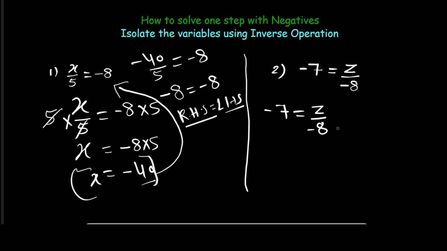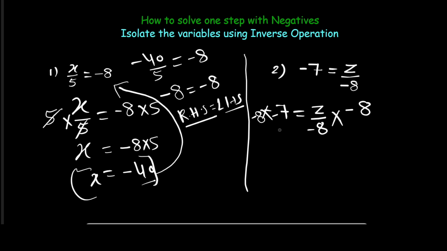So here we want to isolate this variable and undo this 8. Here 8 is in division with z, so we have to apply the inverse operation. The inverse operation of division is multiplication. So I'm going to multiply this side by minus 8. So it will cancel out and z is isolated. Whatever we do to one side, we have to do the same to the other side, so I'm going to multiply this side too by minus 8.